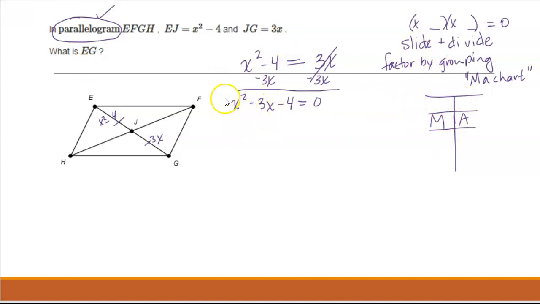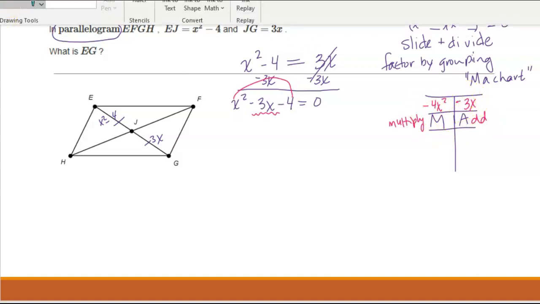So we're going to do the first times the last. So that's just negative 4x squared. And then grab the middle term. So that's how we fill in those boxes. So we're looking for 2 numbers that multiply. M stands for multiply. A stands for add. Multiply together to give us this one, and add to give us this one.